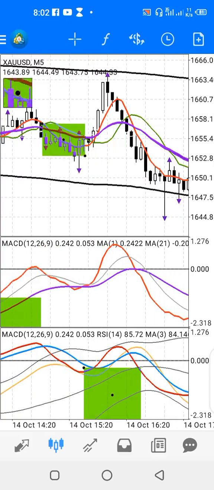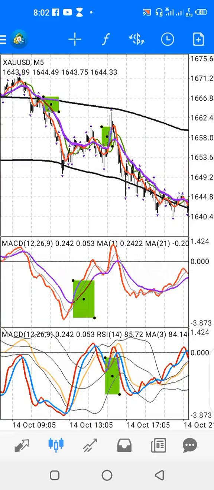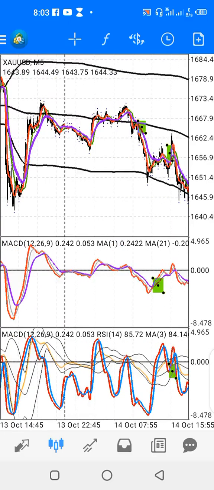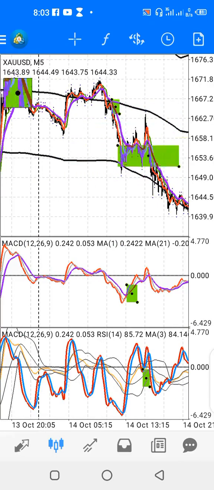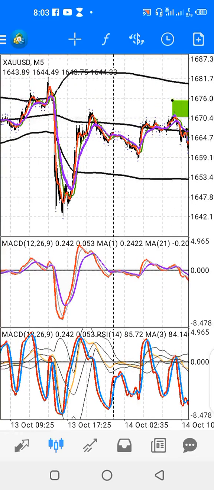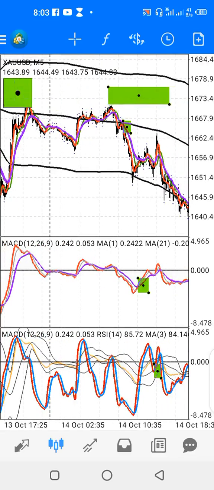But when this crossover happens in the region of the middle Bollinger Bands and the lower bands, just target the sell scalp. But if it happens in the region of the upper Bollinger Bands and the mid band, target buy scalps.